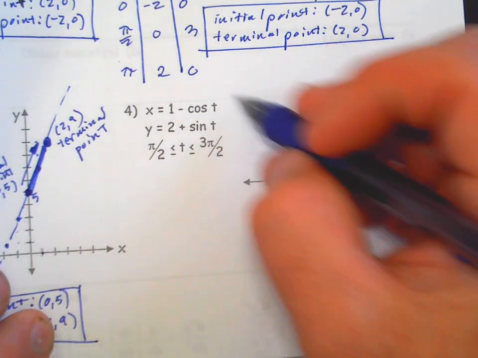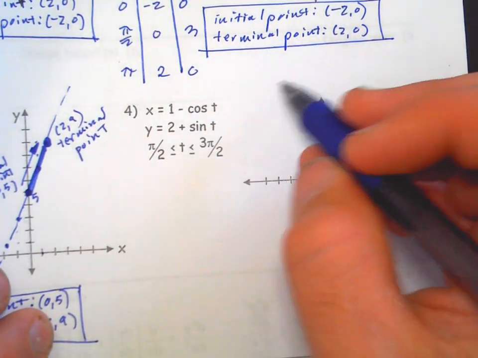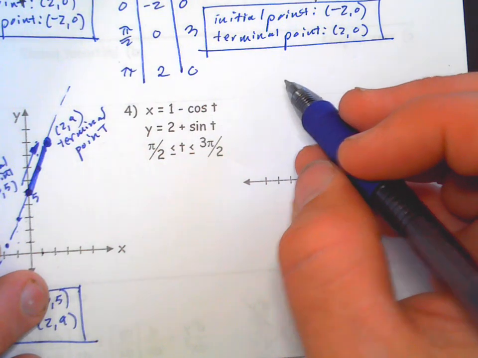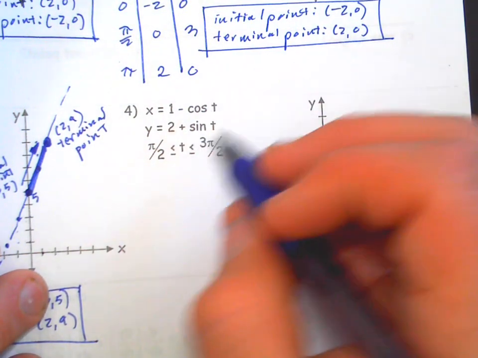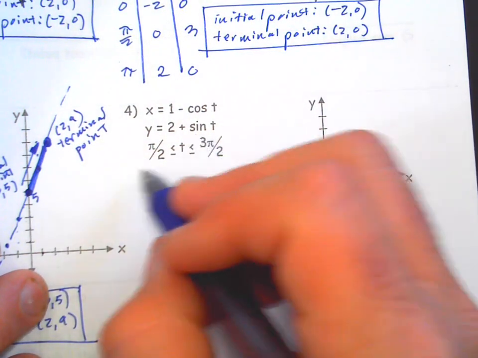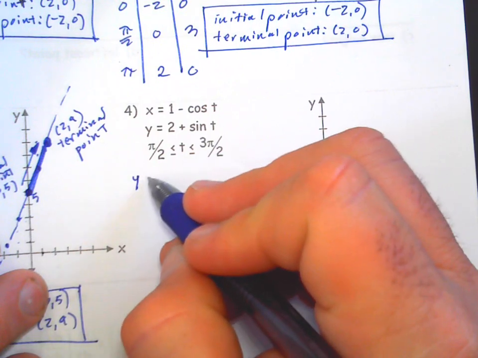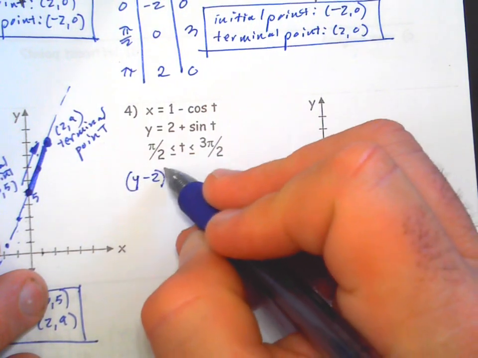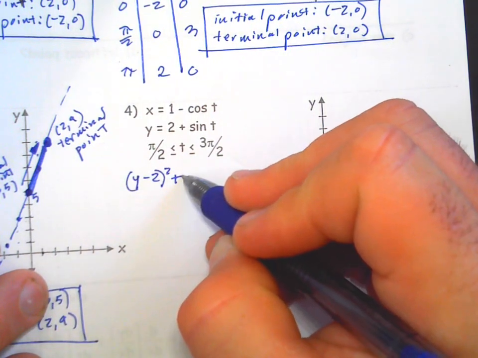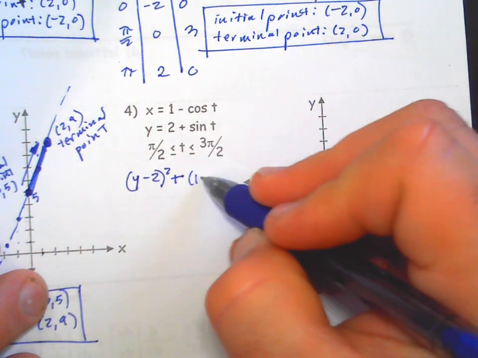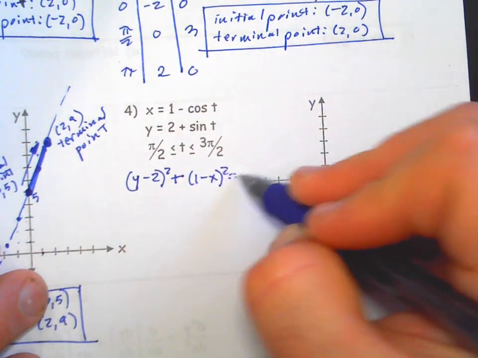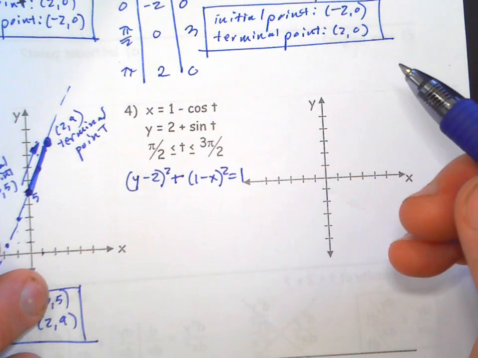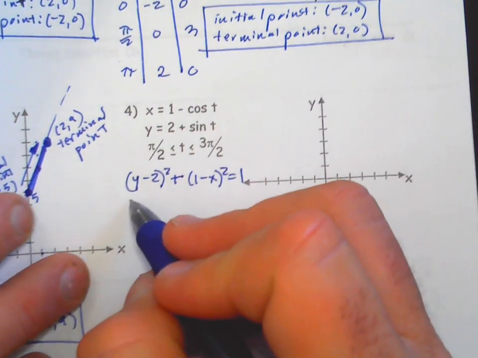Let's see. This has trig in it. It's going to be a little interesting, a little different. It has cosine and sine, so we're going to use sine is y minus 2, and then it gets squared. And cosine is 1 minus x, and then it gets squared equals 1. Now, this is a circle. We'll probably write it like this.